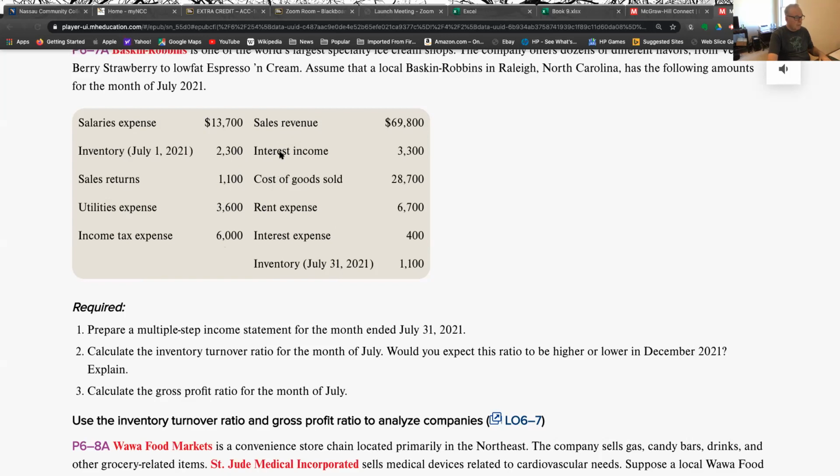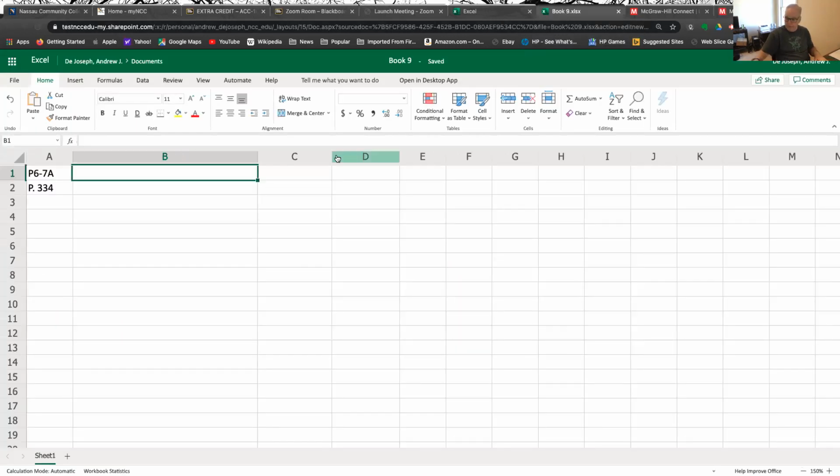Interest income, non-operating, right? Remember we had that section called other income and expense. Rent expense is operating, interest expense is not. And then they gave us the inventory, the beginning of July and the end of July, right? We don't need to do anything with that yet. We may need to use that when we get down here to the analysis. So let's look, I have a worksheet here, Excel.